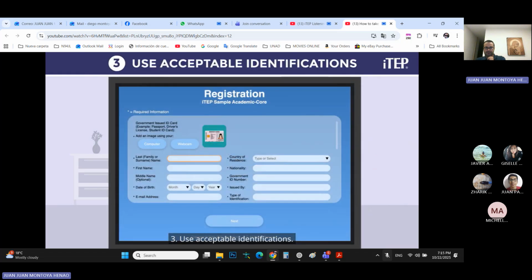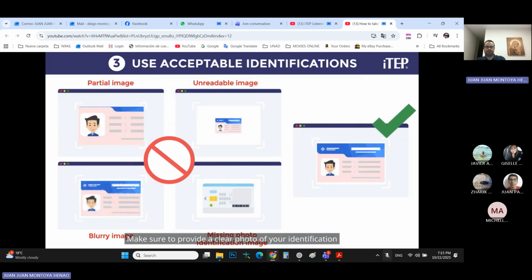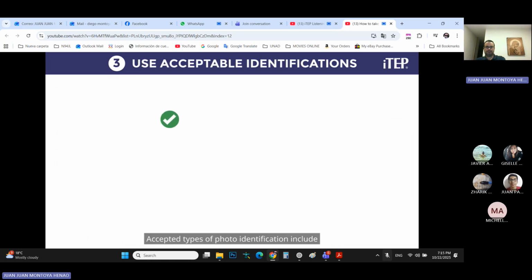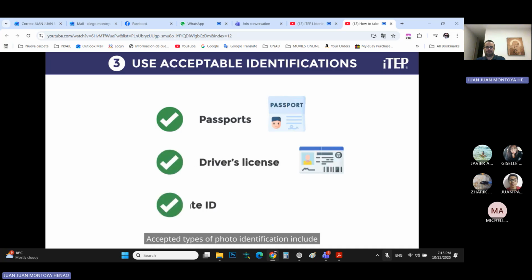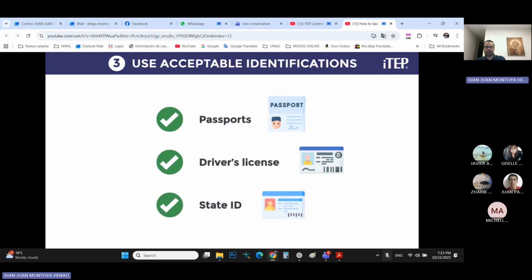3. Use acceptable identifications. During the registration process, you'll be asked to upload and present your proper identification. You have two options to present your valid identification. 1. Upload a picture of a valid identification. Or 2. Capture an image of your official photo identification. Make sure to provide a clear photo of your identification with the text readable and fully in frame. Accepted types of photo identification include passports, driver's license, state ID.